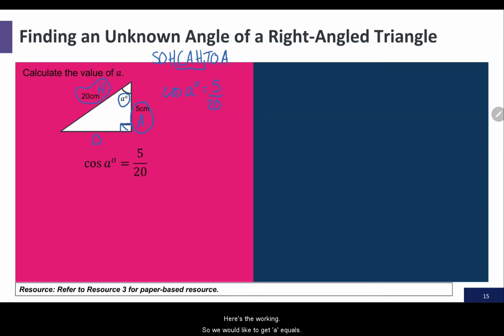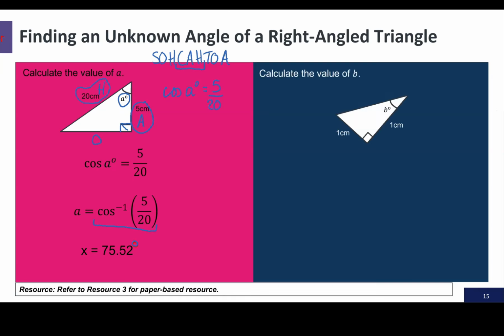Here is the working. So we would like to get A equals, so we inverse cos both sides, and then this side here will be getting typed into the calculator. Therefore x is 51.34 degrees. Small correction there. X is 75.52 degrees. Here is your question. Pause the video and have a go now.